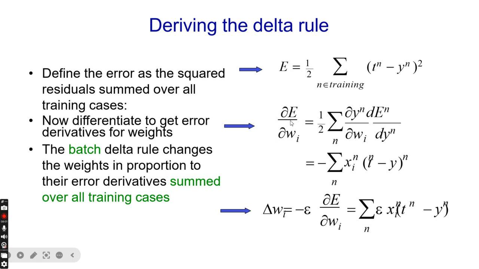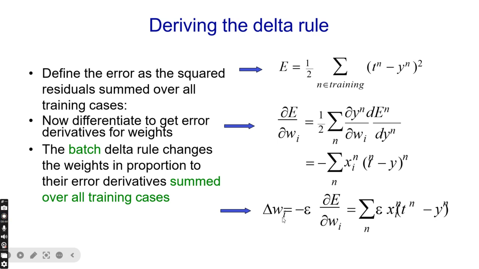Now, differentiate the error. First, what's the error? E equal to 1 by 2 summation of (t power n minus y power n) whole square. After differentiating the error, dou E by dou Wi, which is equal to 1 by 2 summation of dou y power n divided by dou Wi, then differentiation of error power n divided by differentiation of y power n. So finally you will get minus summation of xi power n into (t power n minus y power n). This is the final result we are getting, the differentiation of error.